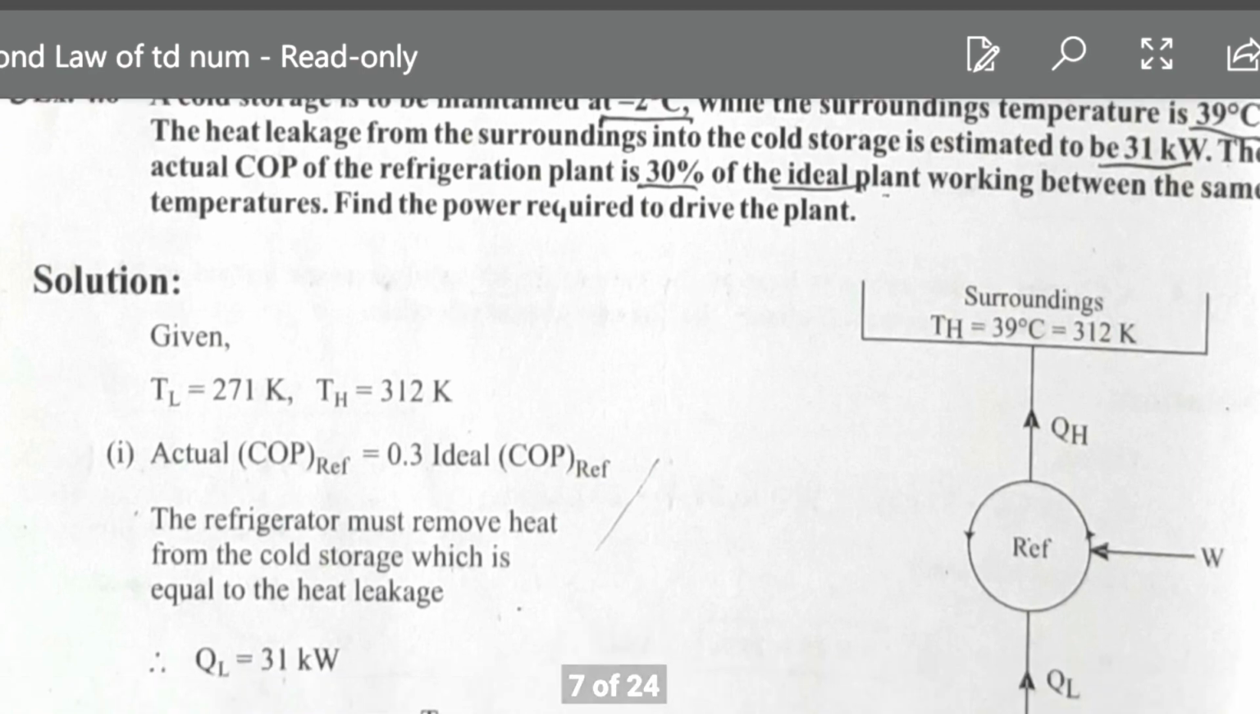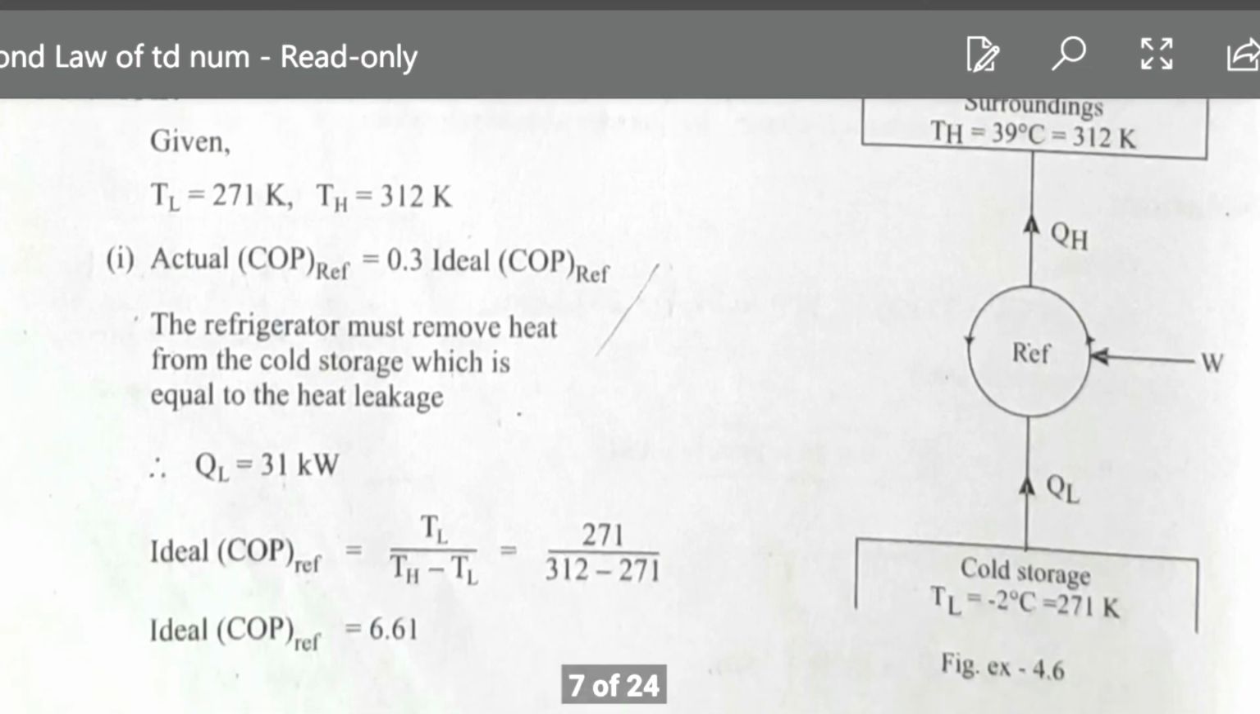Okay, now we can see in figure, this is figure of refrigerator. Here a condition given, actual COP of refrigerator is 0.3 times of ideal COP of refrigerator. Okay, so refrigerator must remove heat from the cold storage, which is equal to the heat leakage, that is QL, and QL is equal to 31 kilowatt.